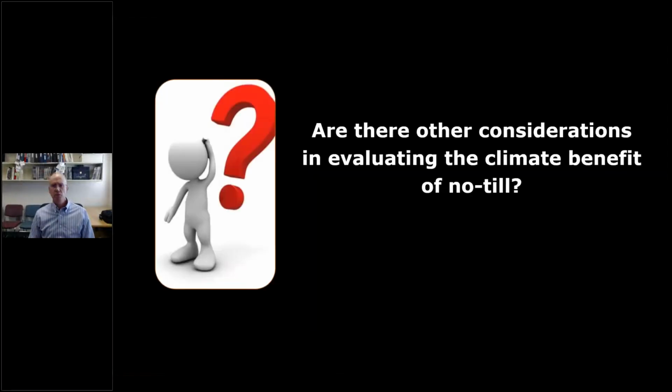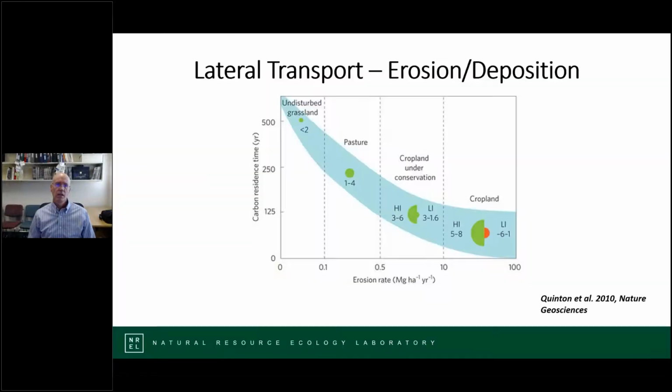Well, there are other things that we should be considering when evaluating this climate benefit of no-till. And one is thinking about the lateral transport, erosion and deposition. Many of the studies that we use from these long-term experiments are on rather flat terrain, and so they're not on depositional sites or eroding sites. And many of you probably recall an article by Van Oost et al. in 2007, a rather provocative article, which found that when you're tilling the soil and increasing erosion, you actually get an increase in carbon across the landscape.